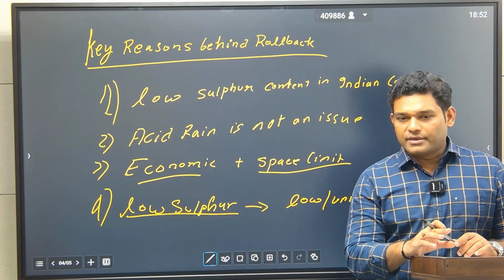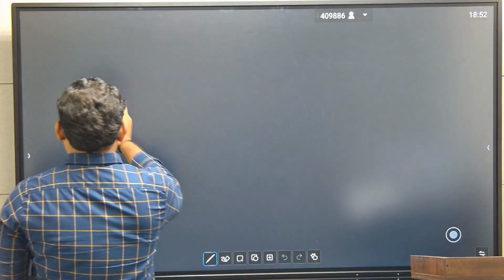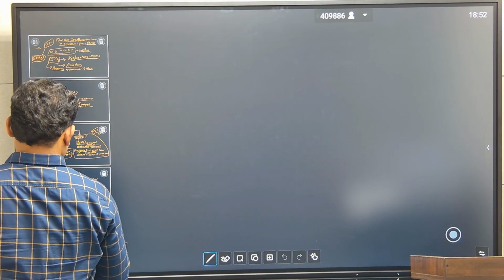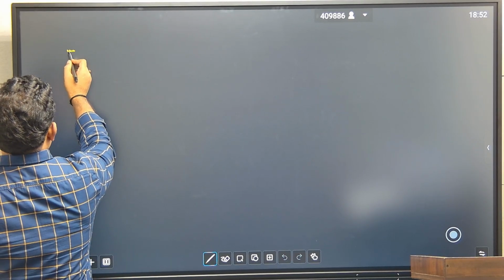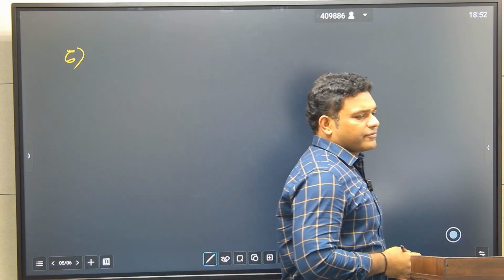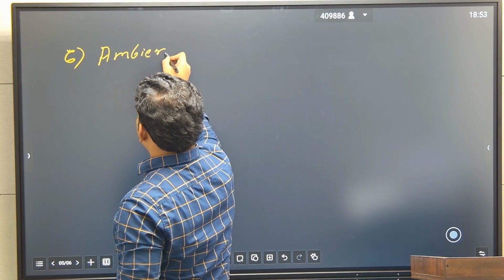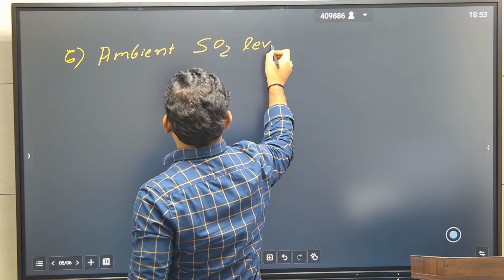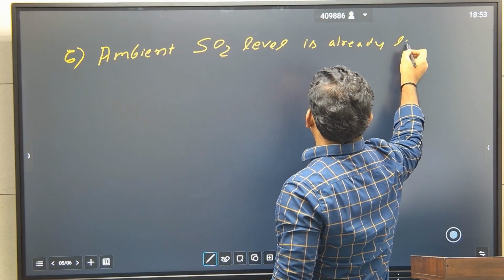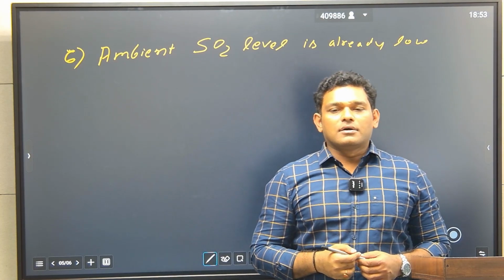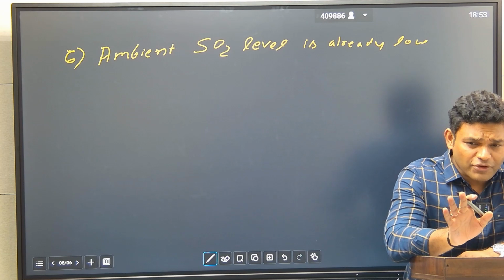Let's come to the next point they also gave. They also said that the ambient SO2 level, the ambient sulfur dioxide level, is already low. The sulfur dioxide level in the air is already low, so it should not be a concern for us. They have said that in most locations of India.